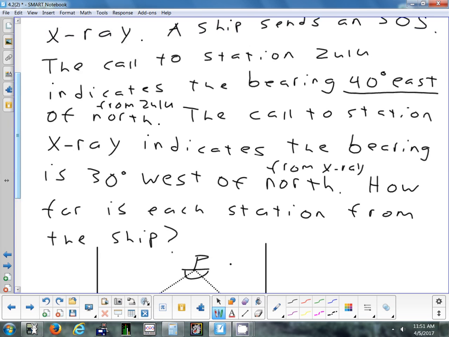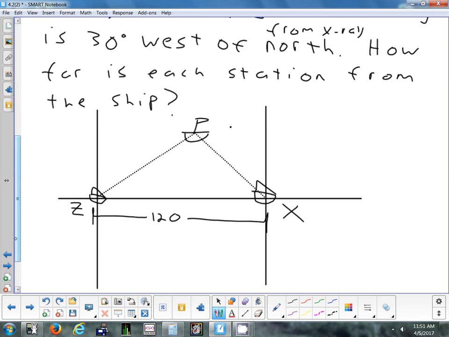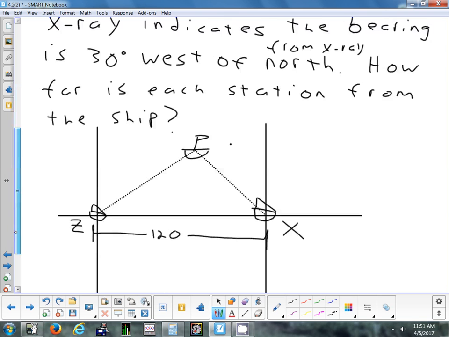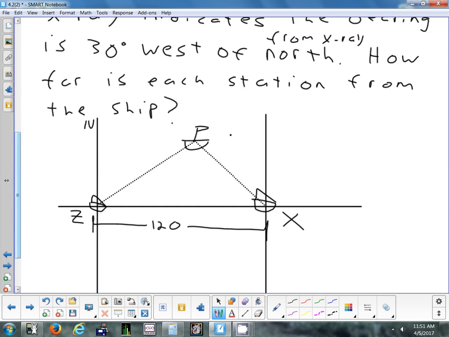It said the call to station Zulu, the one on the left, comes in at a bearing 40 degrees to the east of north. So if this is north, 40 degrees to the east. East is like you're going to the right. That's 40 degrees to the east of north. And that could be a little tricky to label if you're not sure what they mean. But any question on that?